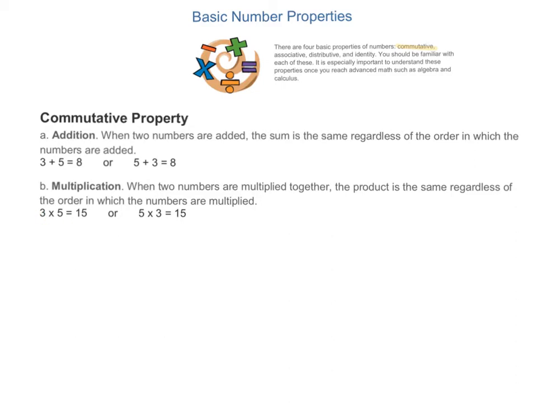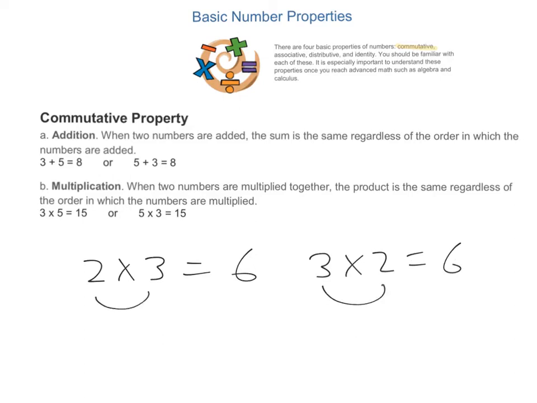We can switch it up. Another example with the multiplication commutative property: 2 times 3 is 6. So what's 3 times 2 going to be? Still 6. The order of these two numbers doesn't matter because of this commutative property.